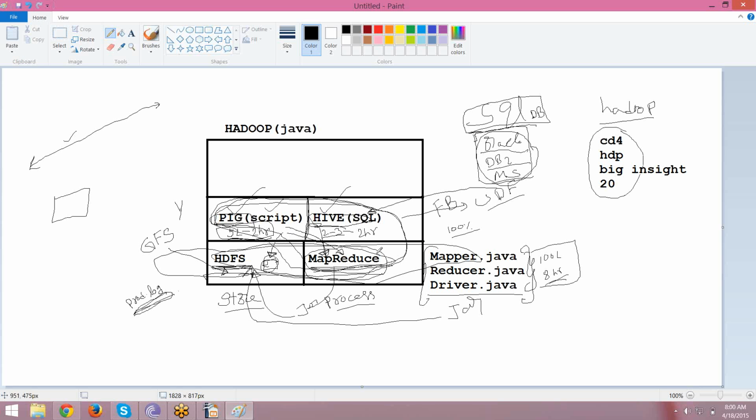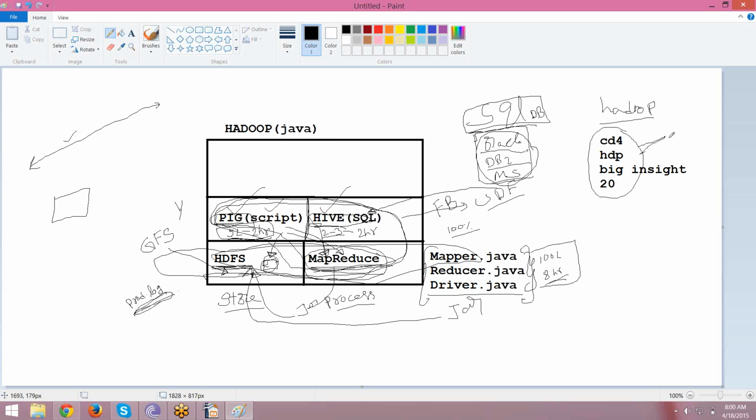On top of that, two components will be there in each and every flavor, 100%. But along with that, they will give some other extra tools. Obviously, when it is a competitive market, they will show something different. They will add some added advantage to their product and sell it to the market.